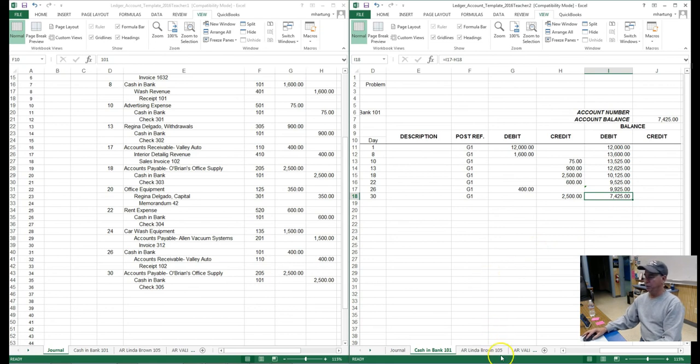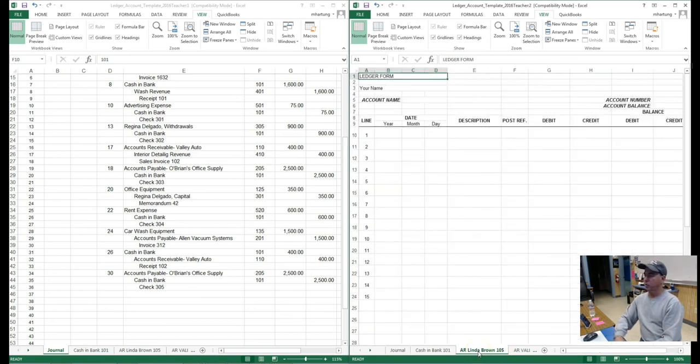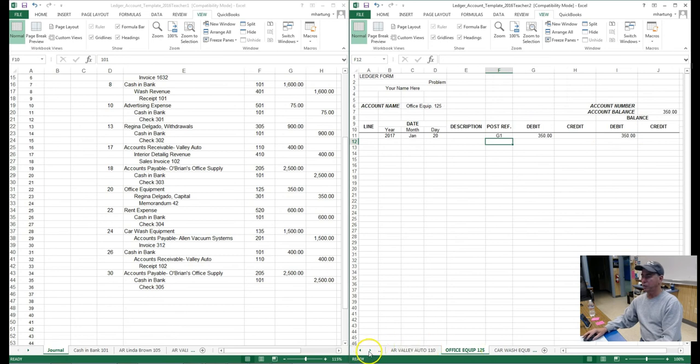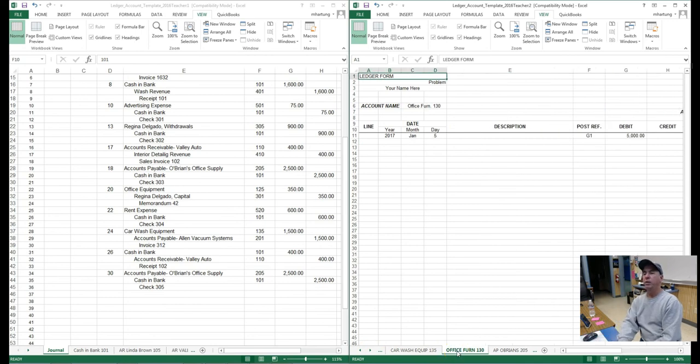$7,425. Let's see, Linda Brown, accounts receivable. Well, she doesn't owe us any money because I don't think she did any business with us in this problem. Accounts receivable, this company, Valley Auto, is paid in full, and so on. And so we will next do a trial balance to show the balance of all the accounts to make sure that debits and credits are equal, and we will do that in the next video.